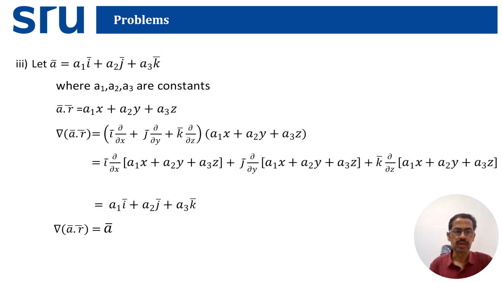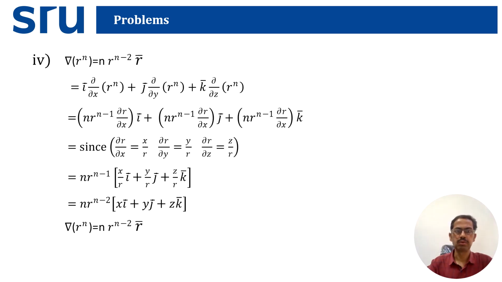And next, a bar is a1 i bar plus a2 j bar plus a3 k bar, where a1, a2, a3 are constants. So a bar dot r bar is a1 x plus a2 y plus a3 z, the dot product of i with i, j with j, k with k. Now let's apply del, taking the partial derivative with respect to x, y, and z. With respect to x it is a1, the other terms are 0; with respect to y it is a2, and with respect to z it is a3. So this is a bar.